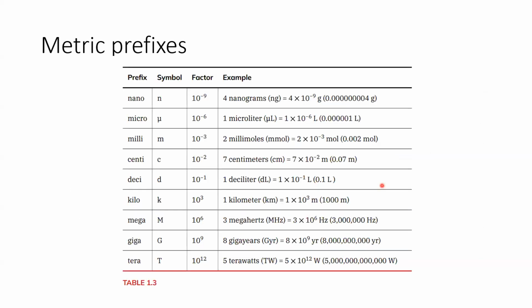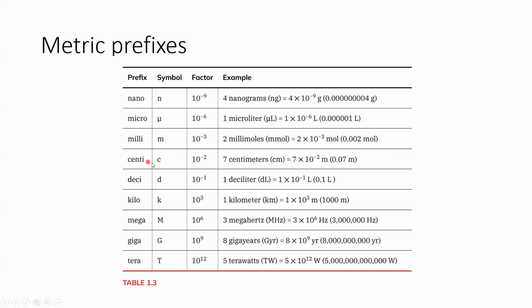But with these metric prefixes, you can see a whole bunch of them here. They allow us to change the scale of those units. So like I said, a kilogram is 1,000 grams, because a kilometer, that prefix kilo, just represents 10 to the third.